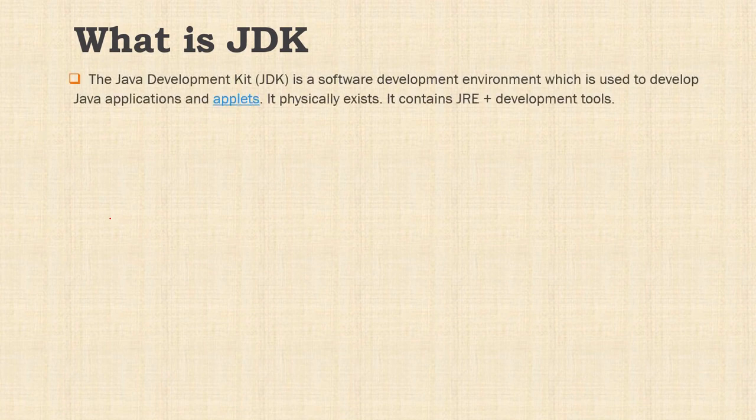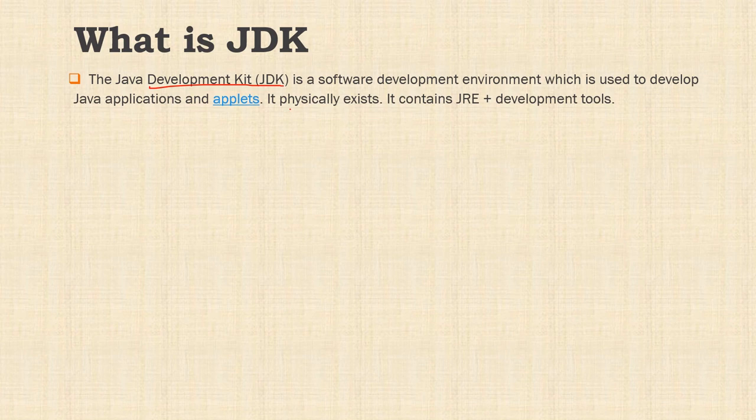So what is JDK? Now we'll try to understand what JDK is. The Java Development Kit. JDK is a software development environment which is used to develop Java applications and applets. JDK is responsible for developing your application and running your application. So with JDK we can do both: we can develop and we can run.